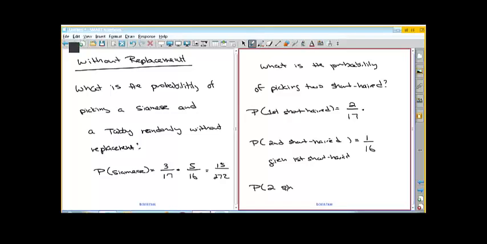And so the probability of 2 short-haired, meaning we pick 1 short-haired and then the second short-haired, given the fact we're not replacing, is going to be 2/17 times 1/16, which is 2 over 272, but they're both even, so that's going to be 1 over 136. So that's probability.